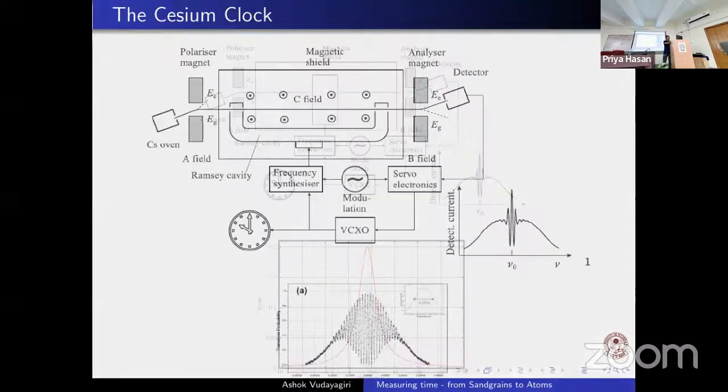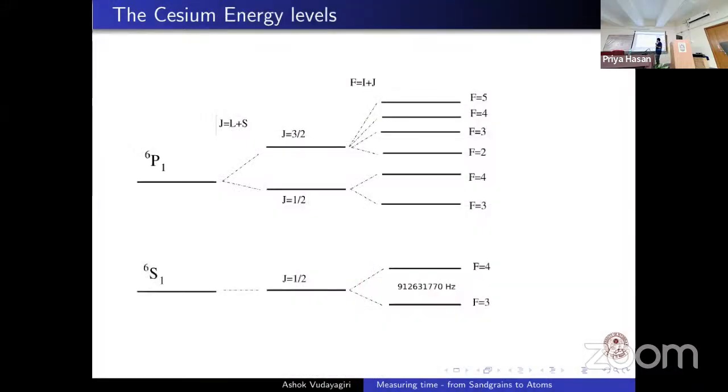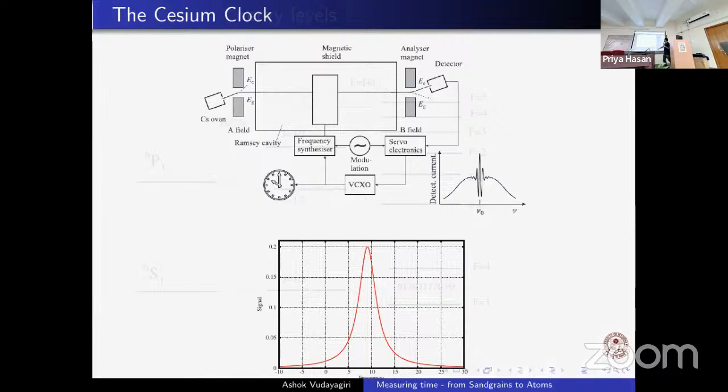I start with F equal to 3 and F equal to 4, with atoms equally divided between these two sublevels. This is a Stern-Gerlach magnet. F equal to 4 will go that side, F equal to 3 will come here. Here is a microwave resonator, which is fed by what is called a voltage controlled quartz oscillator. This is a quartz oscillator put in a nice temperature controlled oven, and it gives the 9,192,631,770 hertz to this resonator.